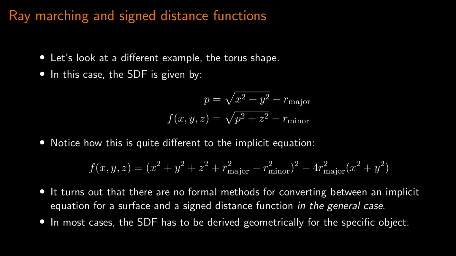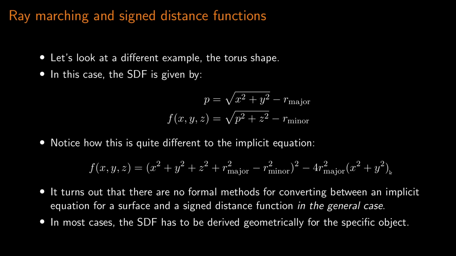Okay? And it's actually very interesting to look at that and think about it geometrically, because this equation for p is simply describing a circle of radius r major in the xy plane. And then the final equation for f(x,y,z) actually defines a circle again, but this time in the pz plane of radius r minor, which really makes sense if you think about the shape of a torus. Anyway, so notice how that is quite different to the implicit equation expressed here in its expanded form.